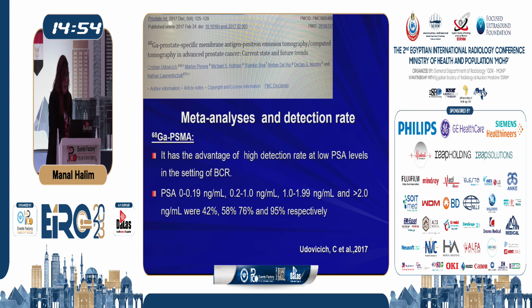In a meta-analysis of detection rate, they found that gallium PSMA has the advantage of high detection rate at low PSA levels in the setting of biochemical recurrence. For PSA levels of 0 to 0.19, 0.2 to 1, 1 to 1.99, and 2 and over, detection rates were 42%, 58%, 76%, and 95% respectively.